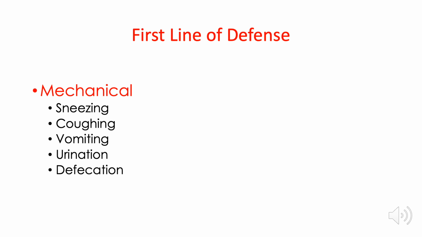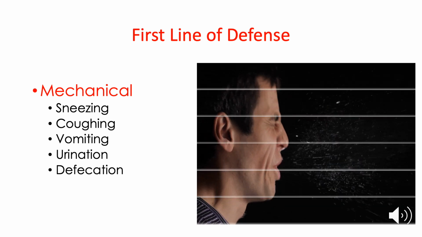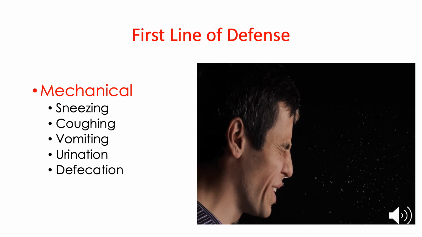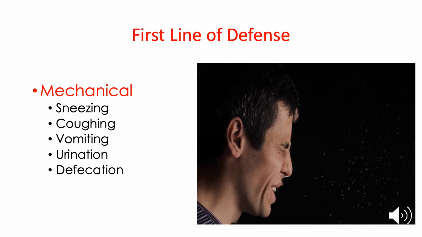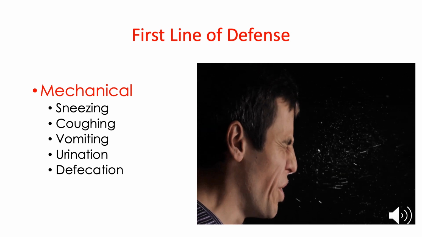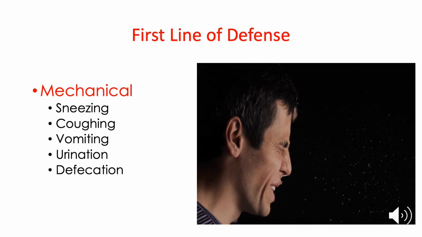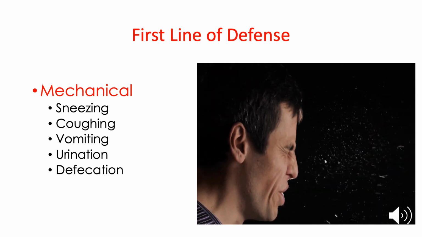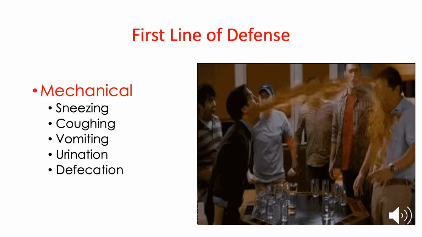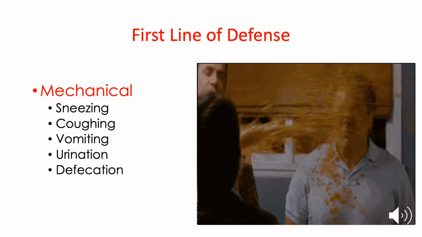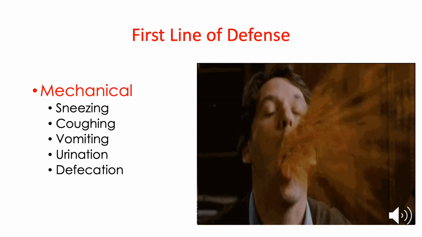The third group of first line of defenses are classified as the mechanical, and the examples are the following: sneezing and coughing, because every time we sneeze, every time we cough, we are removing something that is irritating our airways, and that's one of our ways on how to prevent the entry of microorganisms in our body. And this one can also include vomiting, especially if we have ingested microorganisms or toxins along with the food.